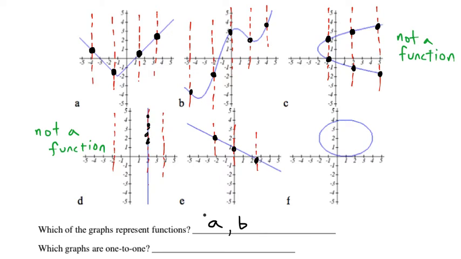As we saw before, a straight slanted line is a function. However, a circle or ellipse is not a function because it fails the vertical line test. It's touching more than once on each vertical line there.